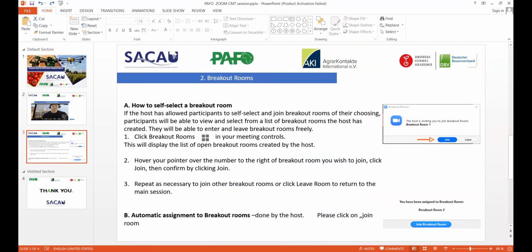But we will require you to rename your name. Like for me, I am Nokpiwa, so I will write Nokpiwa Sakao so that they can know that I am from Sakao. And then you will find something saying you have been assigned to a breakout room, and then you click join breakout room. And if you want to leave the breakout room, there is also that icon. You will click that icon and you click leave to join another breakout room. Is that okay?